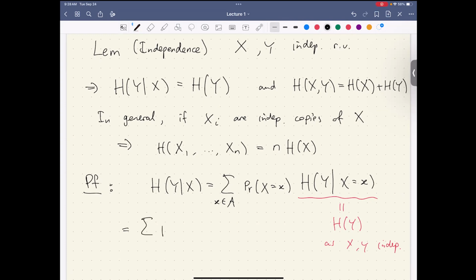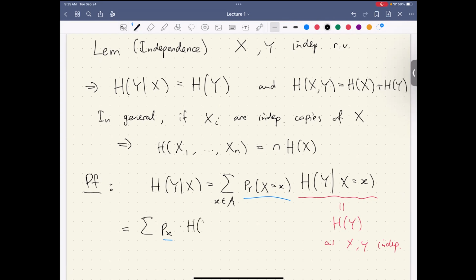So we have this equals the sum of p(x) times H of Y. Now, H of Y is just some real number that gets assigned to Y. The entropy of Y is a fixed number. So this is a scalar, we take it out. What's the sum of p(x)? It just equals 1.